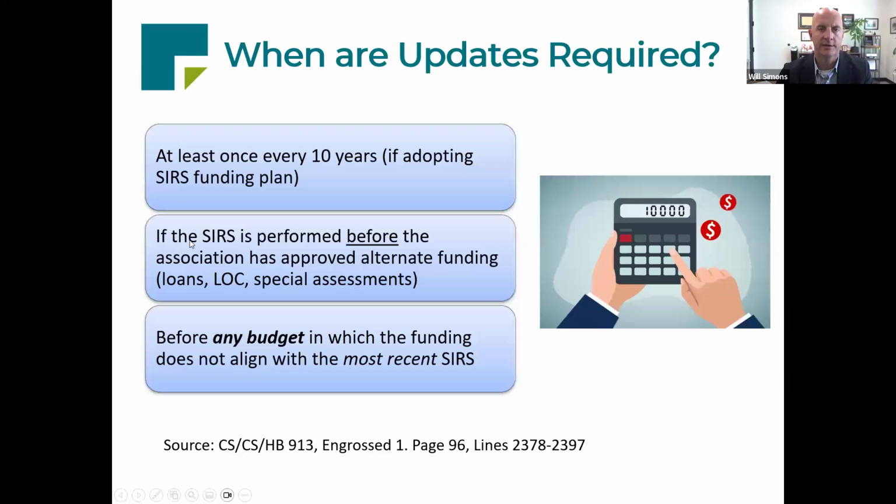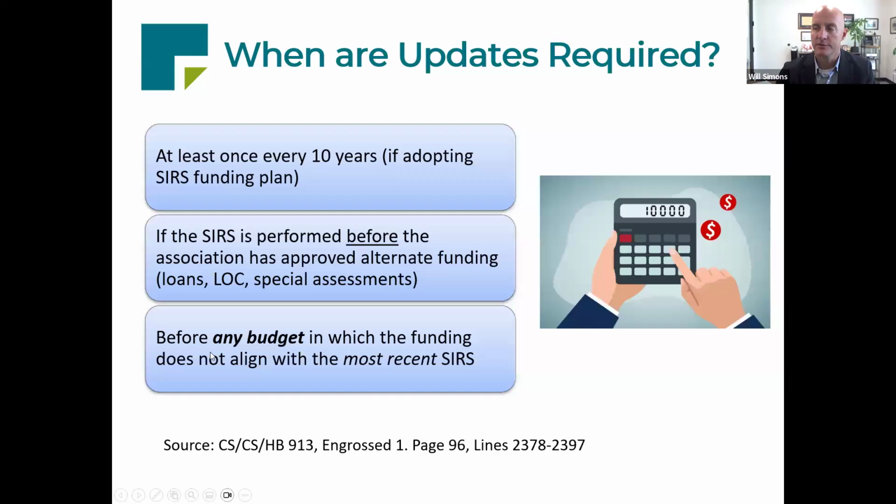Okay, so nowadays, if you have a SIRS that was performed before you subsequently obtained these alternate funding sources, such as a loan or a line of credit, you now would need to update your SIRS to show that your financial picture has changed, right? Now you've got this new money available to you that you didn't have before. That's fine, but you need to get a new SIRS done before you can adopt a new budget.